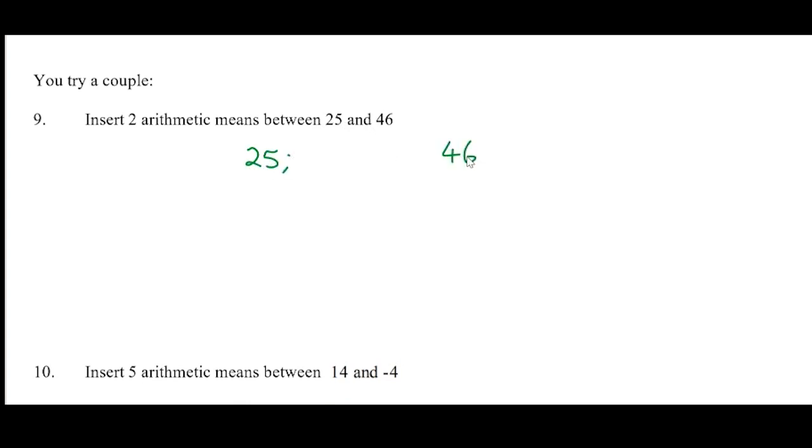Now if we do that, this term over here will in fact be the fourth term. So we will know A and we will know T4. Right, let's just write those down. A will be 25 and T4 will be 46. Remember our formula? Keep writing it down because we want it to come very quickly to you. A plus n minus 1 lots of D.